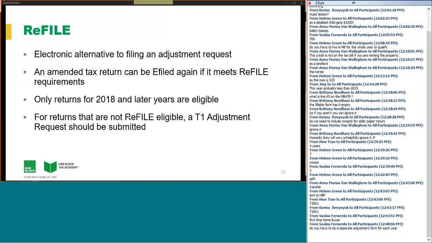We don't, however, do that in our office. So at H&R Block, we never do refile. We're not set up to do it for various reasons. T1 adjustments are for anything that can't be done by refile.